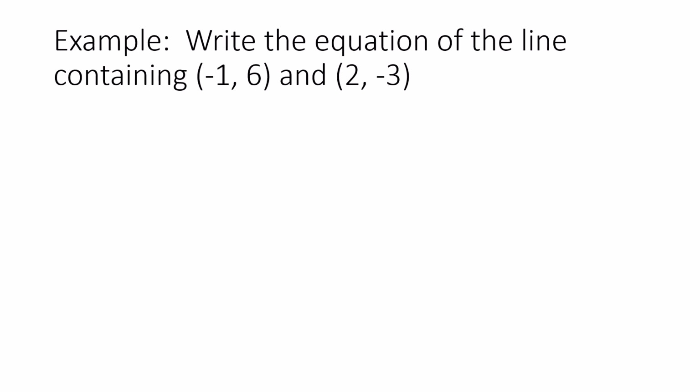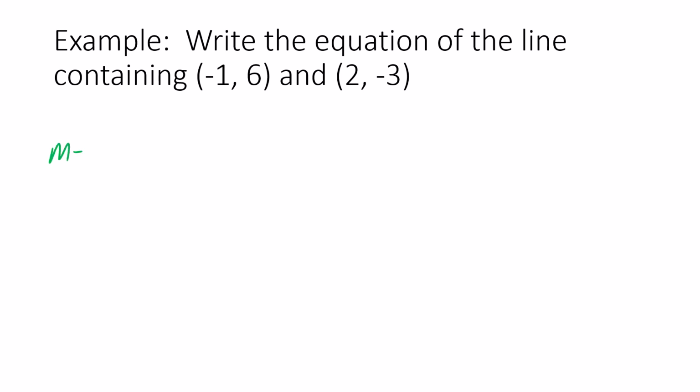So let's take a look at an example. Write the equation of the line containing the points (-1, 6) and (2, -3). And there is only one line that will go through both of those points. That's a critical geometry fact there, that 2 points determine a line.